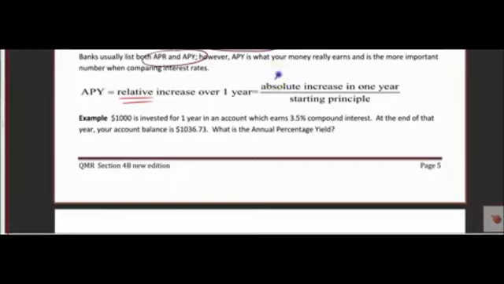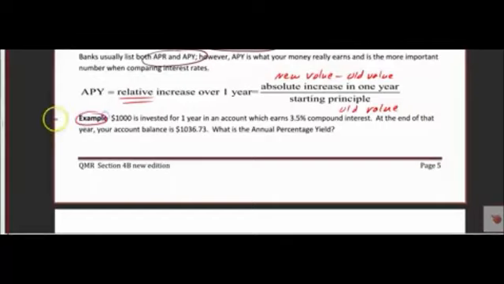So this is just the same thing as what's the new value minus the old value divided by the old value. So you find out the difference in the two and divide by your old value, which is basically your principal. You start with $100. At the end of the year, you have $120. Subtract them and divide by the principal, $100, and that'll tell you your relative increase, which is also your APY.